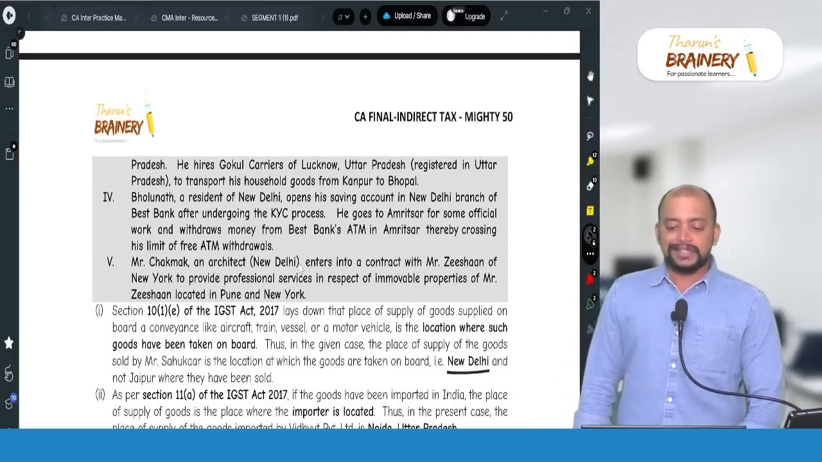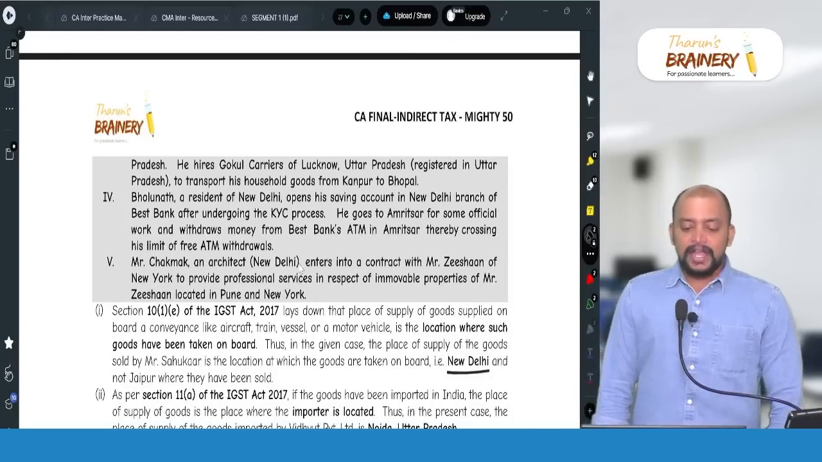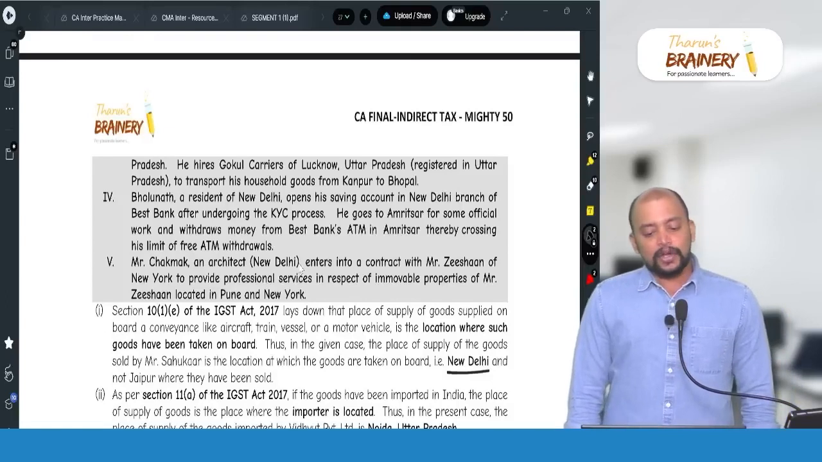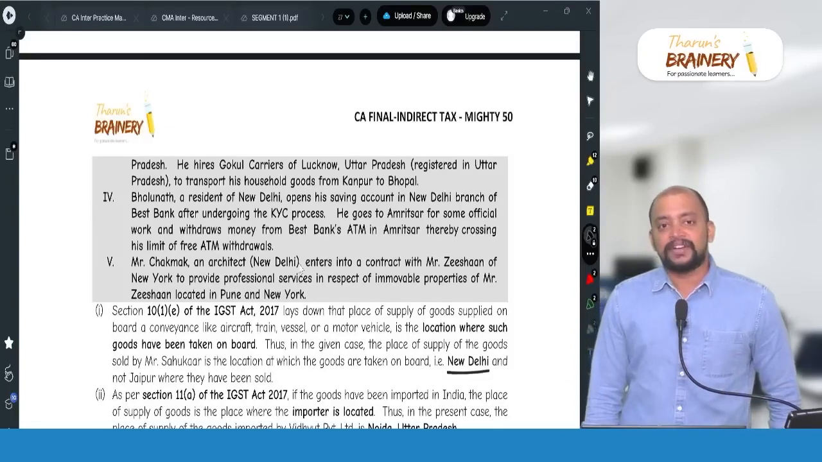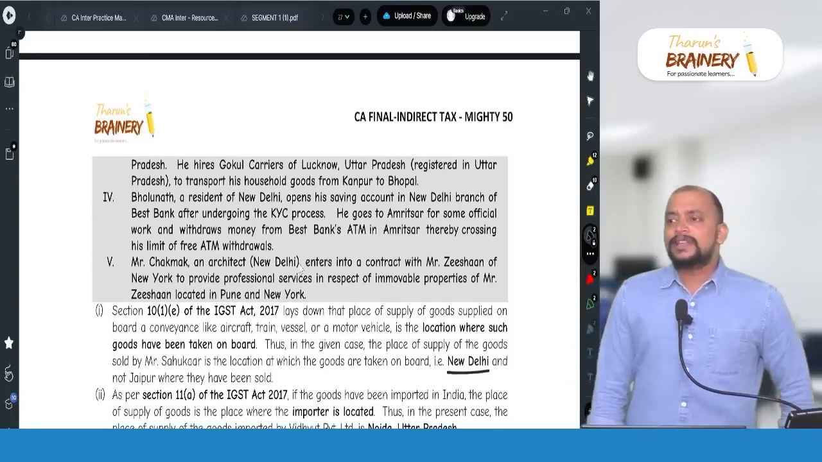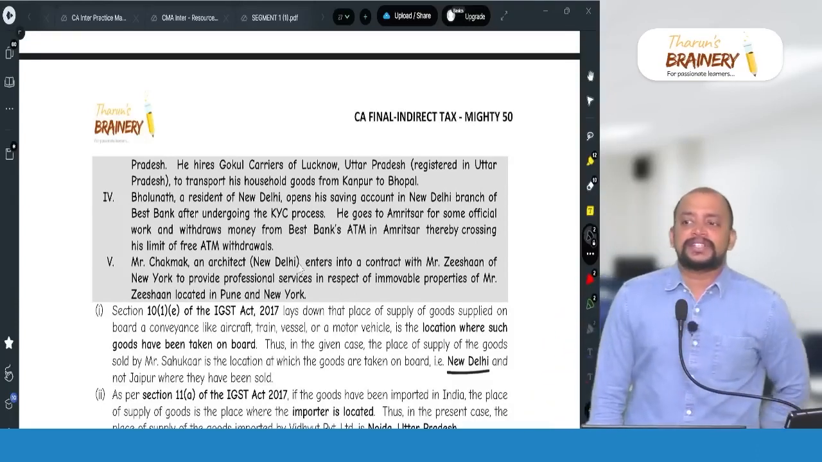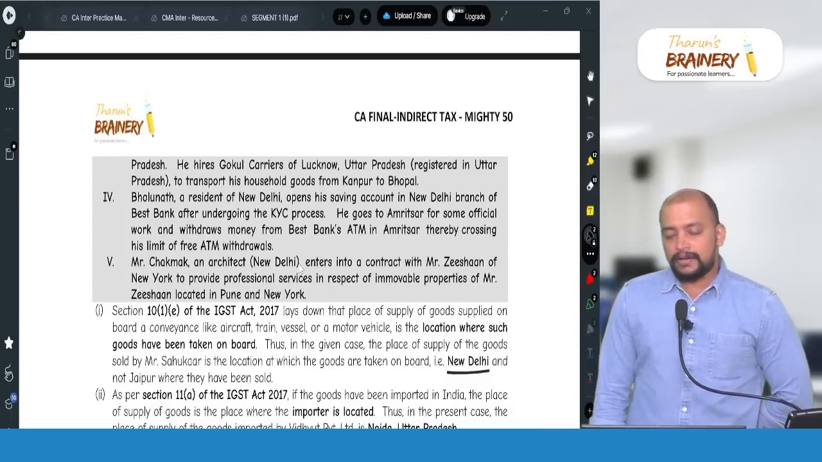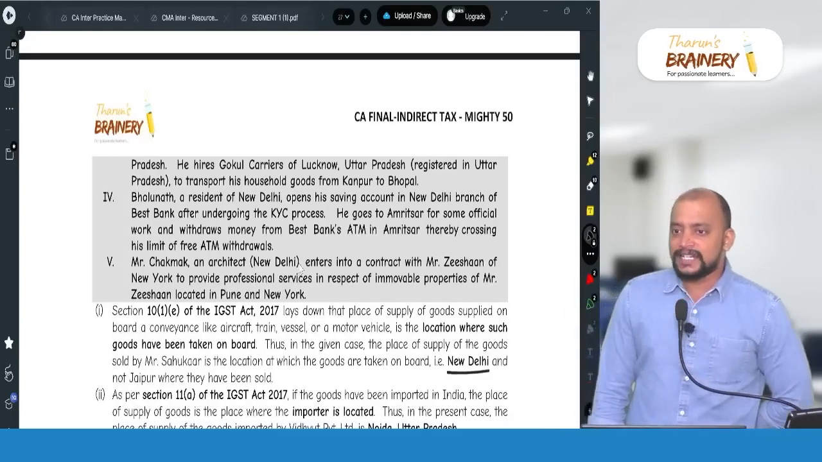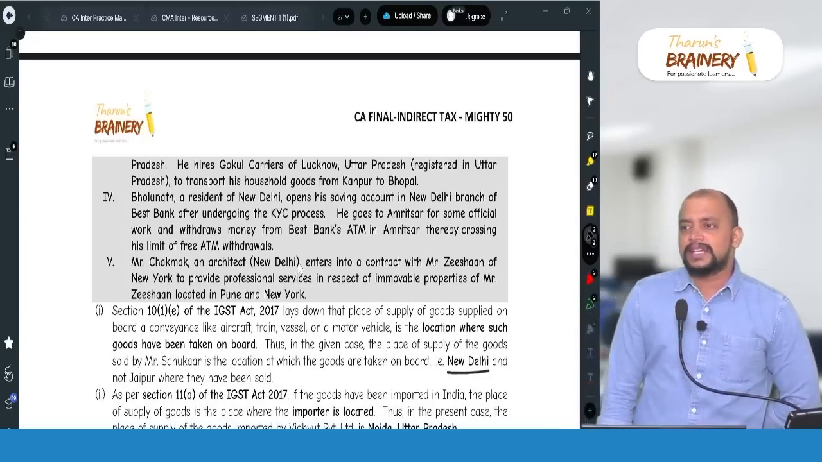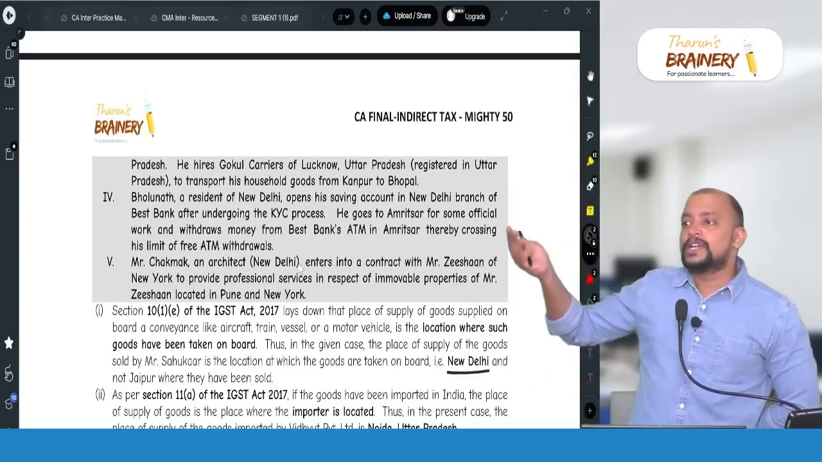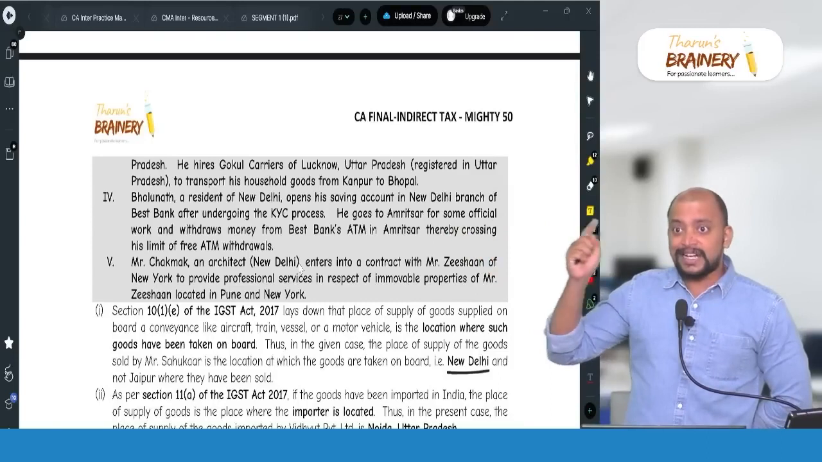He goes to Amritsar for some official work and withdraws money from the Best Bank's ATM in Amritsar, thereby crossing his limit of free ATM withdrawals. Now, in this case, banking and other financial services, is it section 12 or section 13? We need to take the location of recipient in the records of the supplier, and if it is section 13 to account holders, it is the location of supplier, but it is section 12.